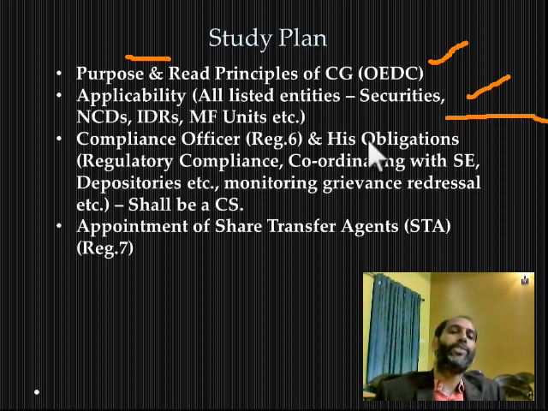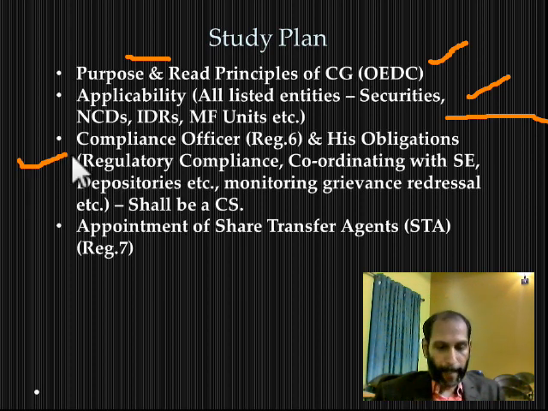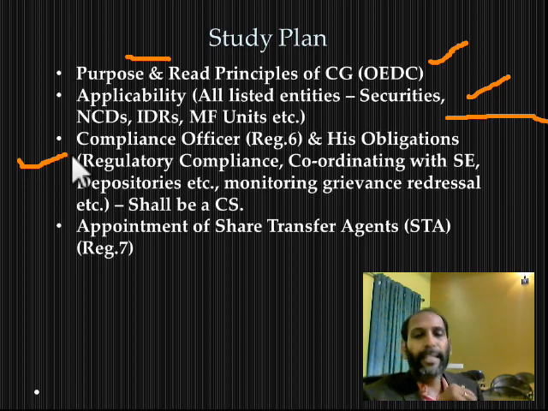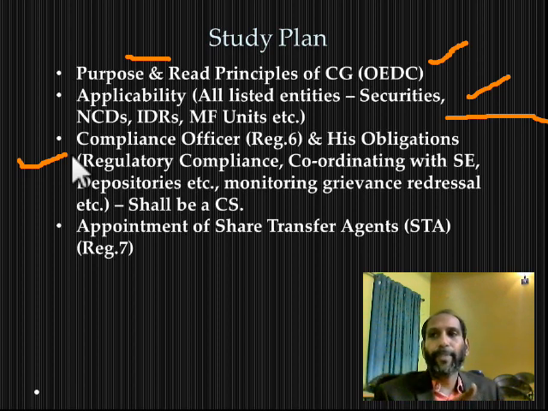What are the important things you have to study? Point number 1 is the compliance officer. You have to study the provisions relating to the compliance officer. Regulation 6 deals with it. Who is a compliance officer? The qualified whole-time company secretary appointed by the company is designated as the compliance officer of a listed company. You have to study his obligations and his role.